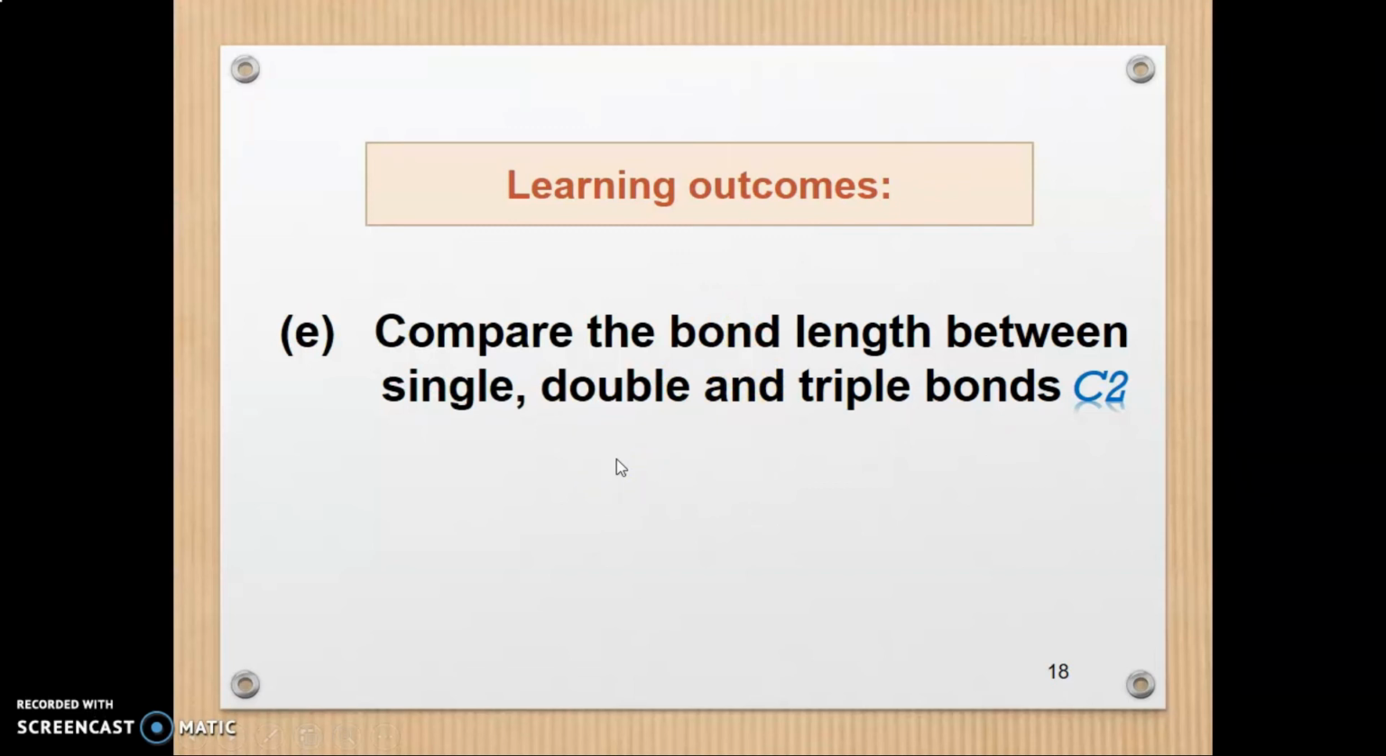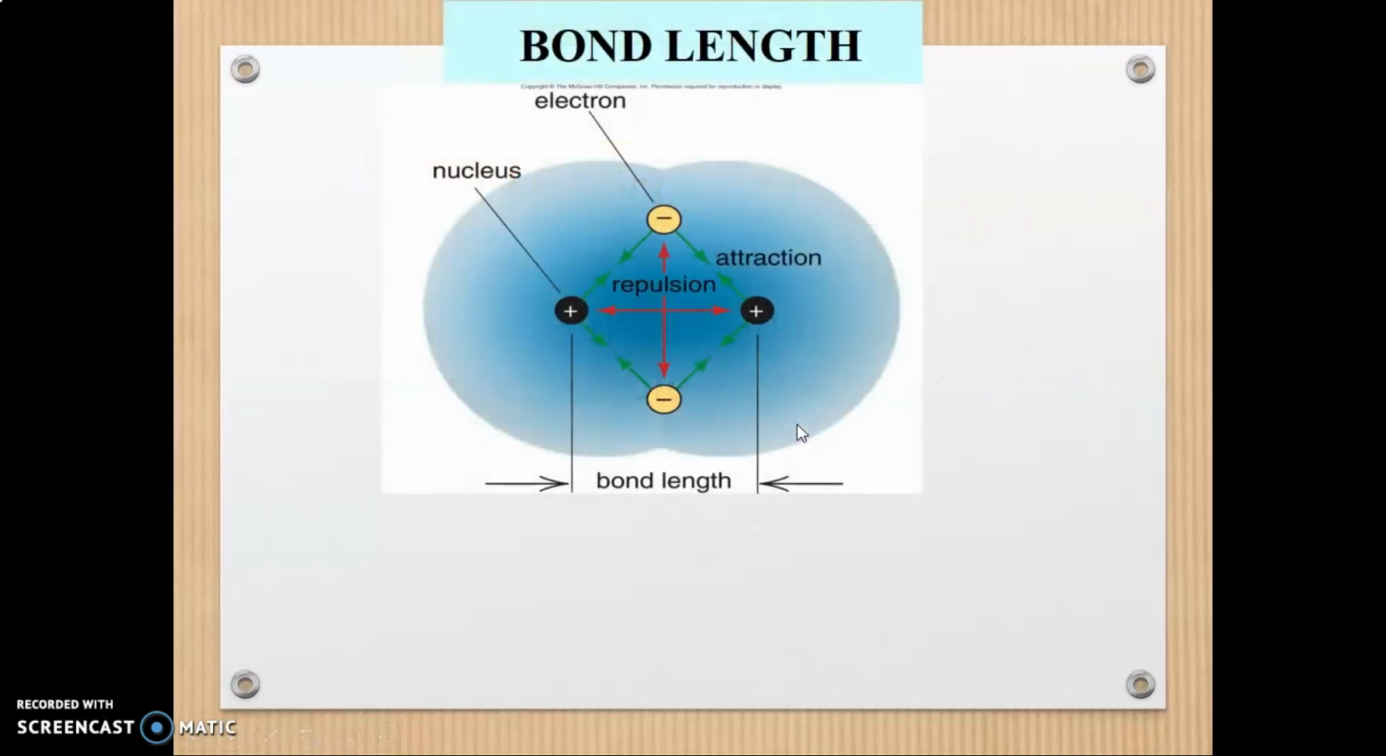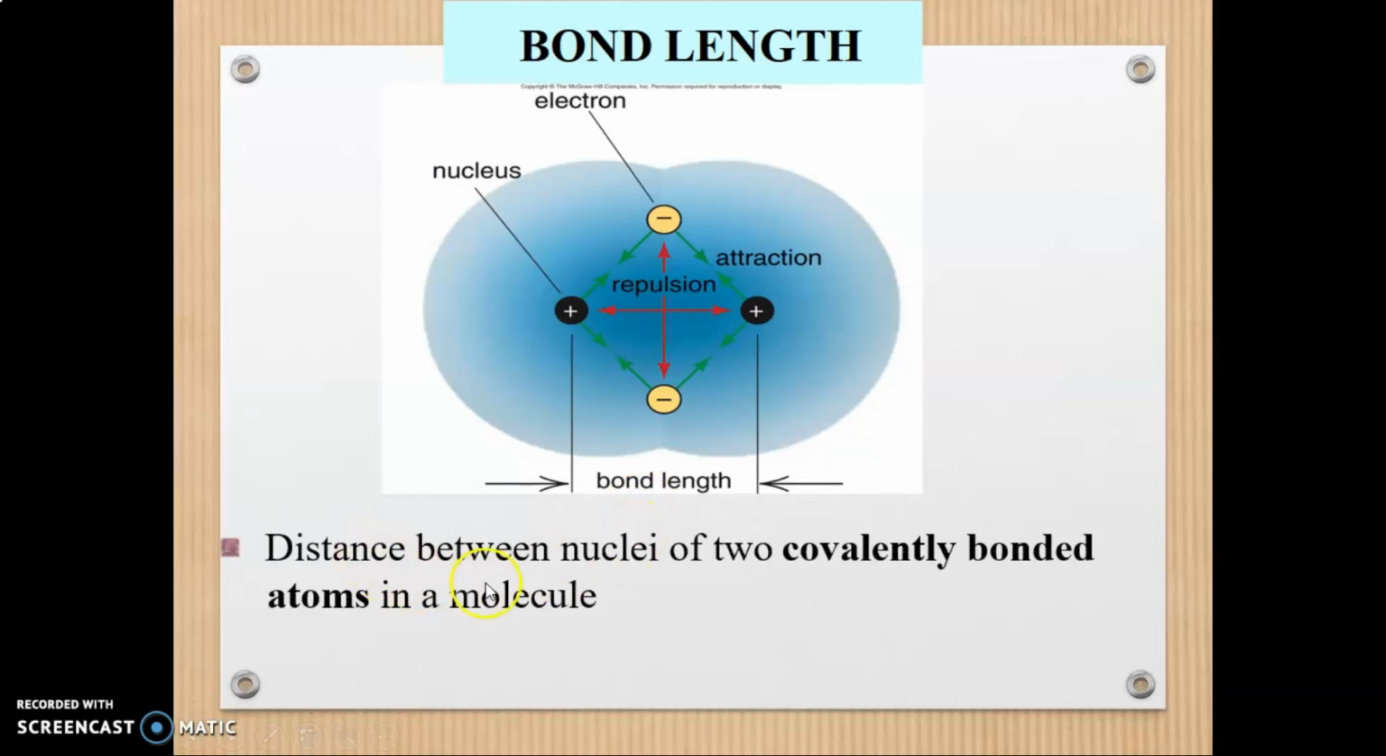Okay, next objective. Compare the bond length between single, double, and triple bond. What is bond length? As we can see from this diagram, we have 2 atoms here. So the bond length is between the 2 nuclei. So bond length is the distance between the nuclei of 2 covalently bonded atoms in a molecule.